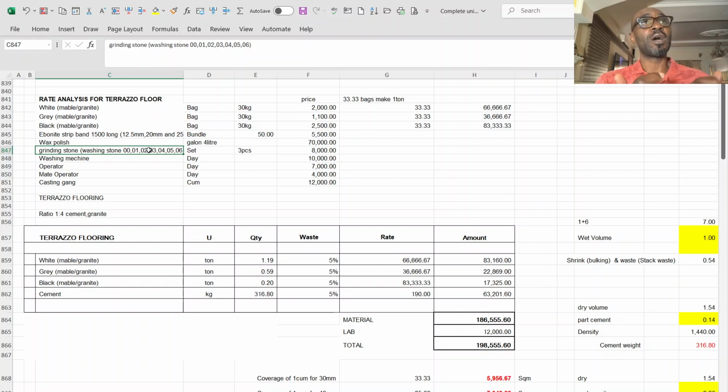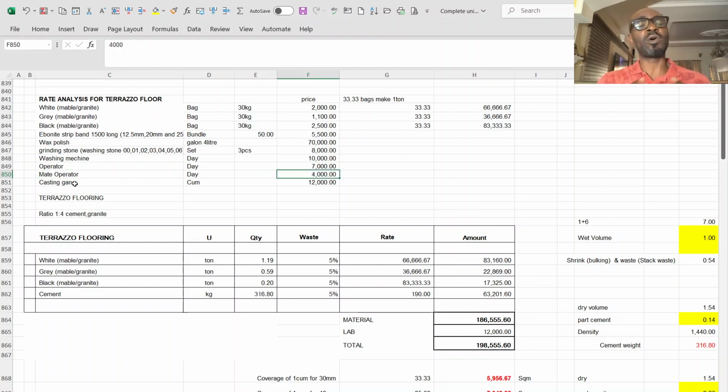So if you make it more glassy in the class, it could lead to somebody slipping off when there is a little water on it and the person will fall off. So you now have the washing machine. The cost per day is 10,000 with the fuel. The operator is 7,000. The mate for the operator that will be scooping up the slurry as you're washing the floor. You'll be gathering some pasty slurry, so he'll be scooping it and throwing it away, 4,000.